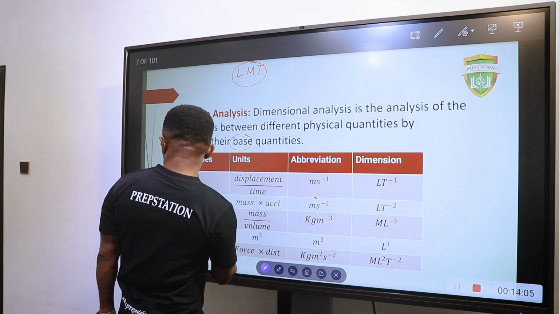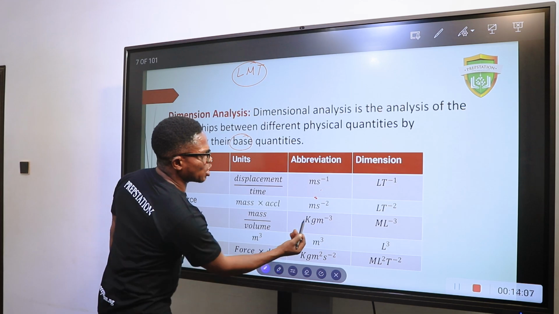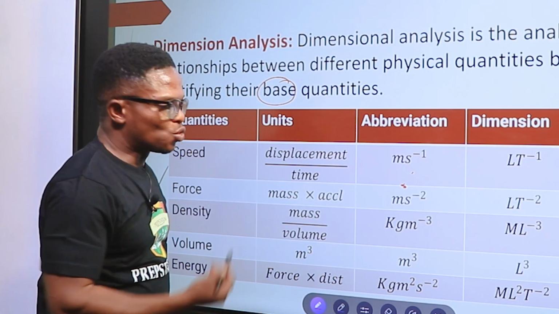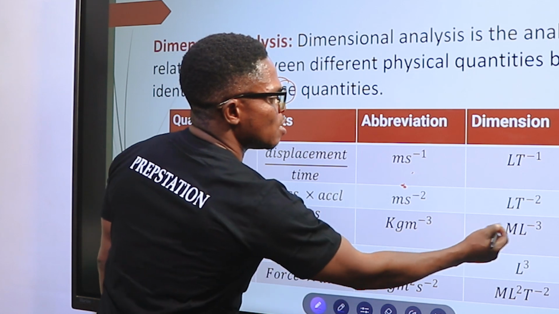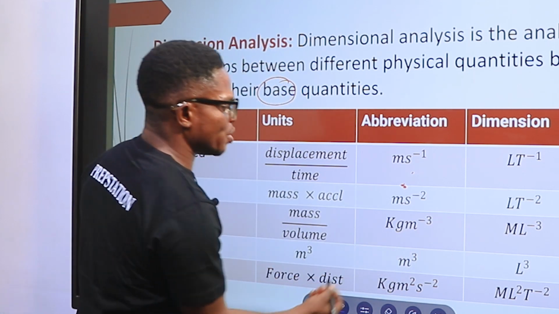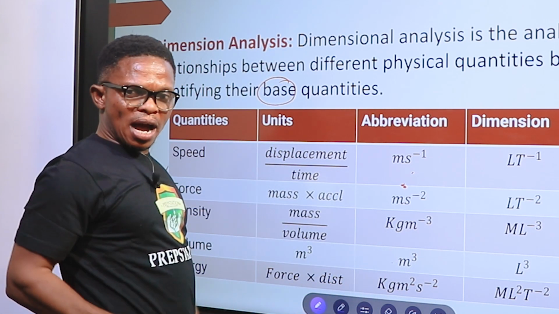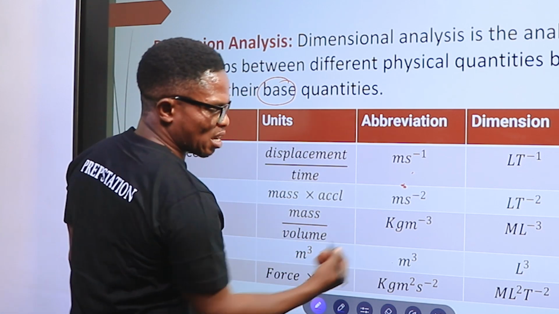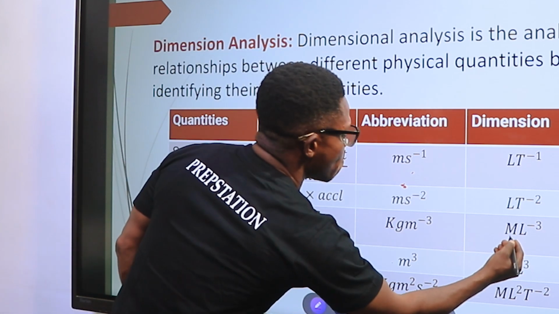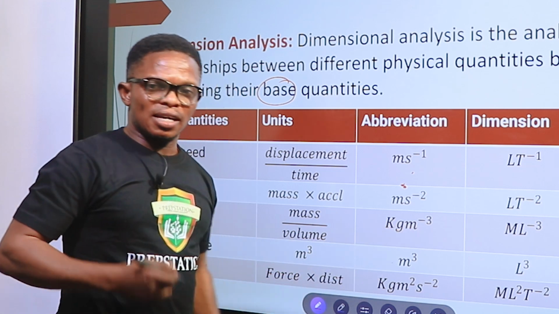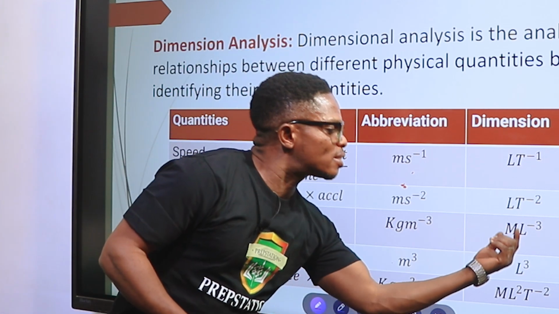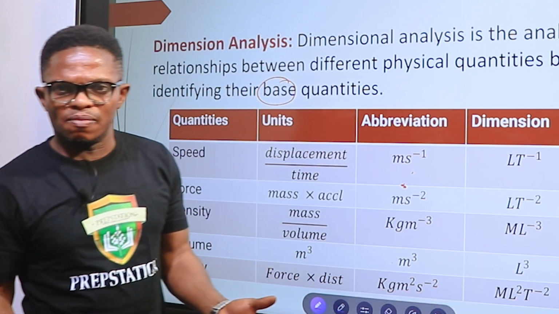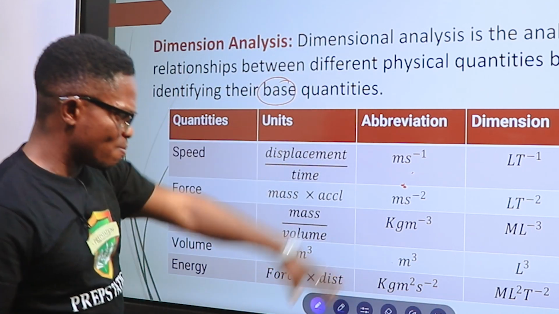Let me do one more. For example, let me jump to density. Density is kilogram per meter cube. So all you need to do is find the quantity that represents this unit. Kilogram is for mass. What is the first letter for mass? M. This is the M. Now, meter is the unit for length. What is the first letter for length? L. This is the L. I believe that is very simple, if you just follow my method.